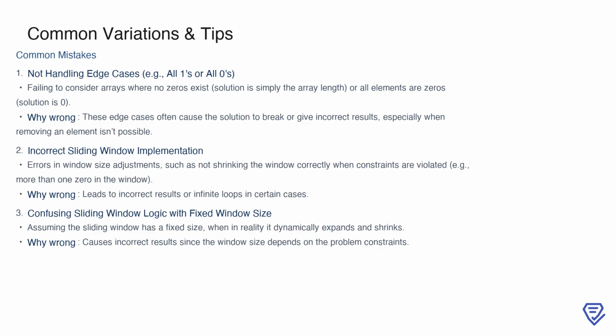Another mistake arises with errors in adjusting the sliding window. If the window isn't shrunk correctly when constraints are violated, such as when more than one zero is included, it can lead to incorrect results or even infinite loops. Lastly, it's important not to confuse the sliding window technique with a fixed window size.